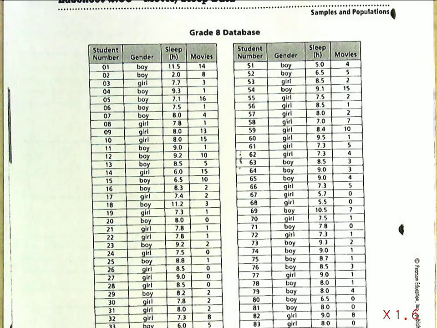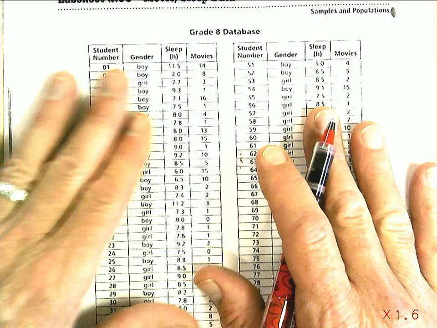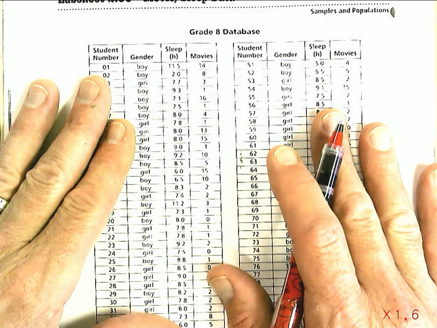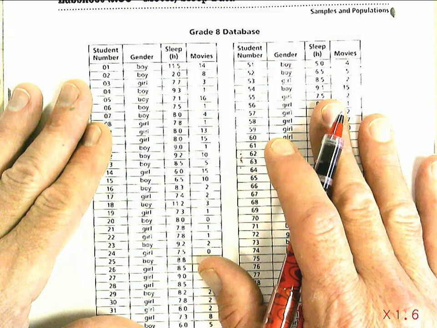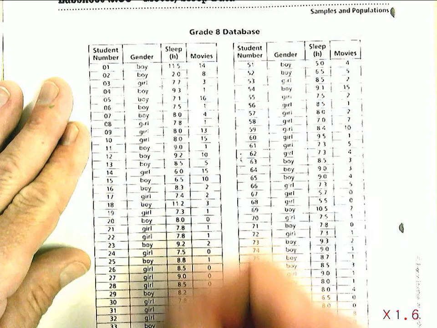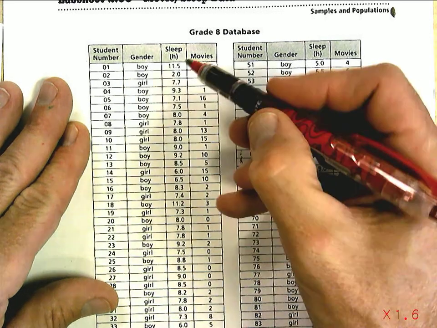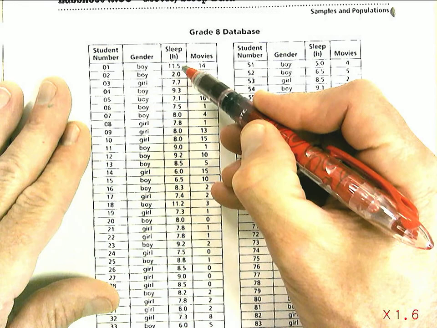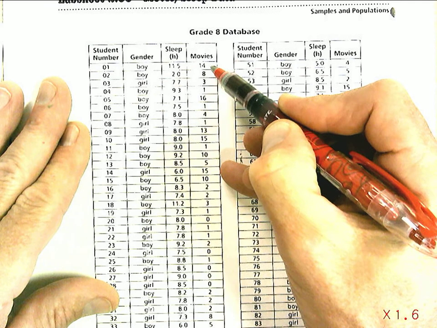So welcome to Samples and Populations problem 2.3 for investigation 2. In front of me here is a data sheet, a database. In this problem, we have a list of 100 students. They're numbered. And what we have is the number of hours of sleep they got last night and the number of movies they watched in the previous week.